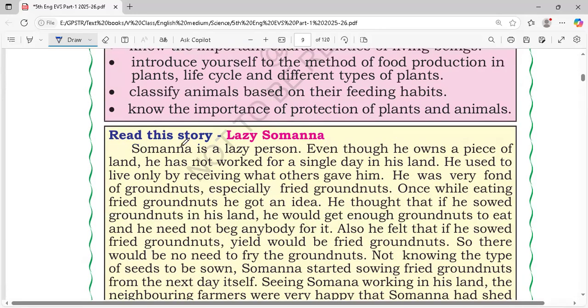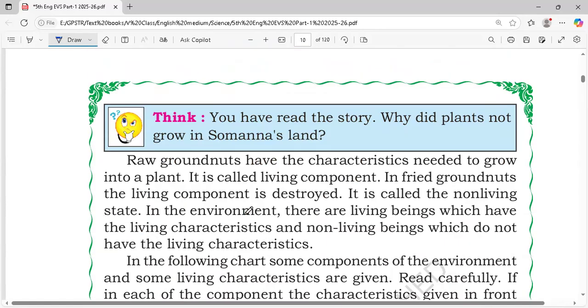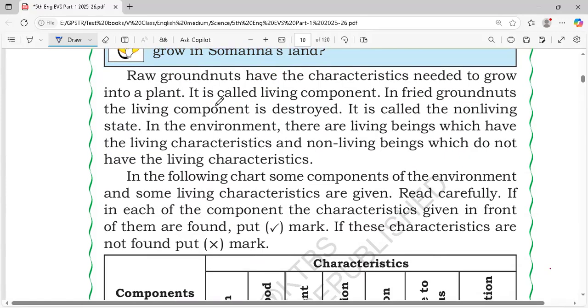See this story, read this story, Lazy Somana. Nice story. Here you know about living things and non-living things. Raw groundnut has the characteristics needed to grow into a plant. It is called a living component.